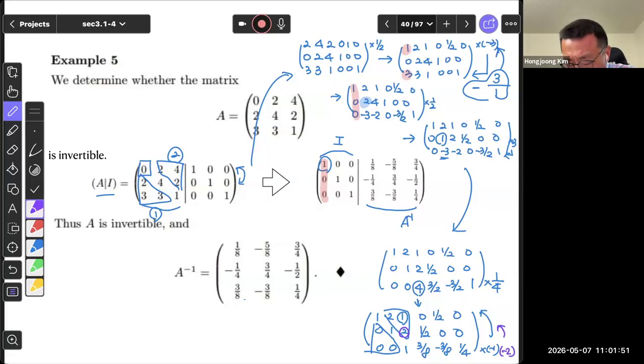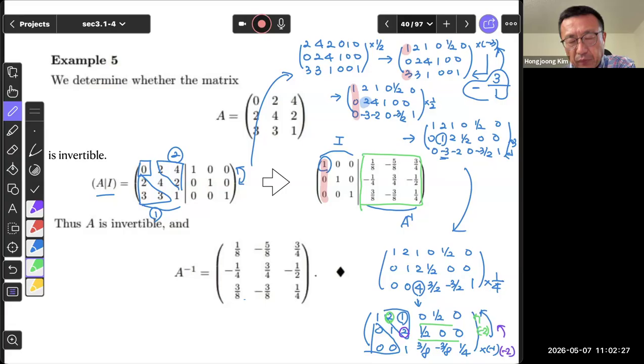And then you multiply negative 2 to the second row and then add it to the first row, then this 2 will become 0. Okay, and when you do that, the entries in the first and second rows will be changed. And probably you get a matrix like this. So that's how we obtain the inverse matrix.